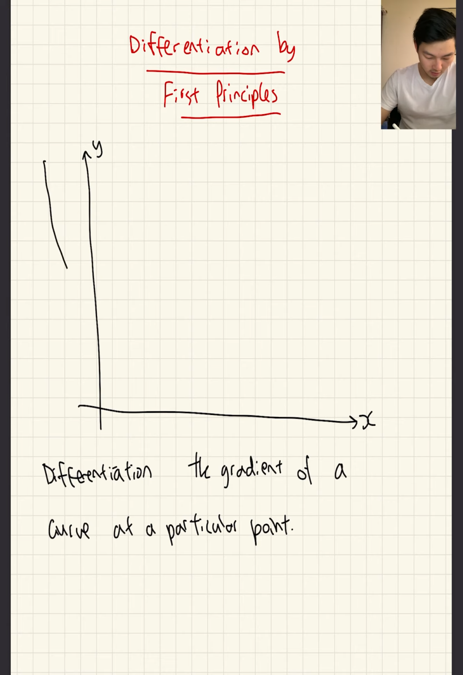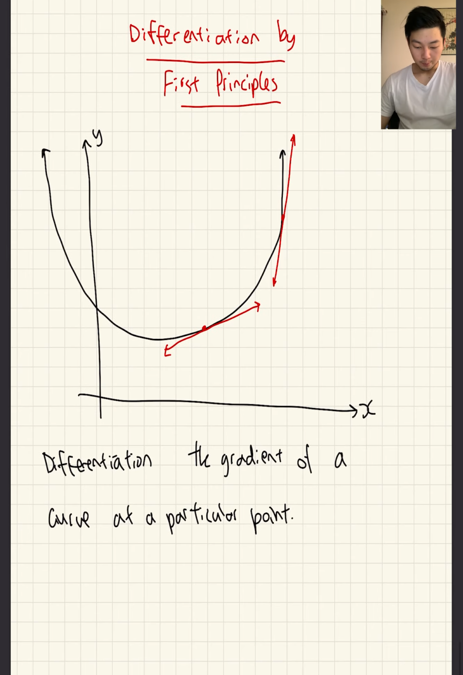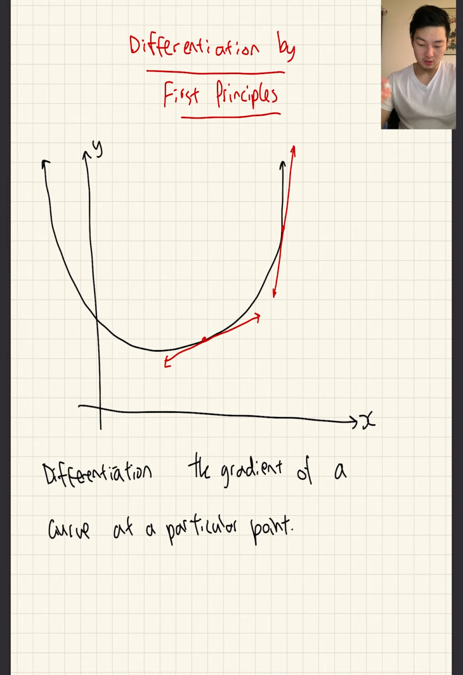So let's draw a curve here. We know that, for example, the gradient here would be something like that. The gradient here may be something like that. So the gradient of the curve changes as we move across the x-axis and the y-axis. We're going to see how we can use this idea to find the first principles differentiation formula.